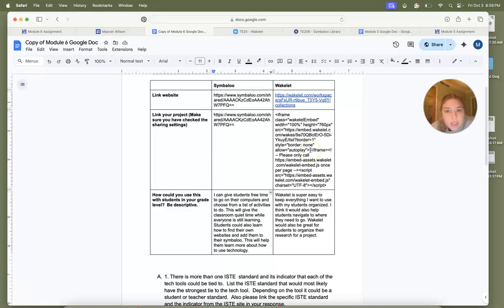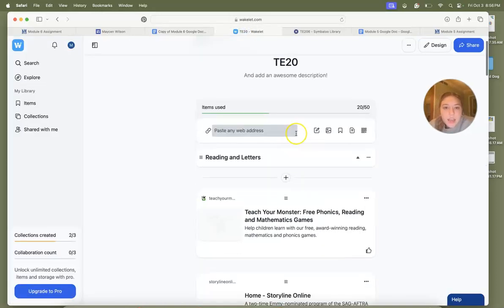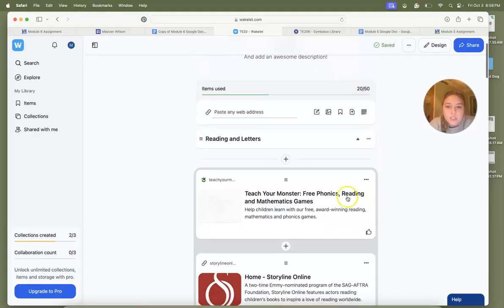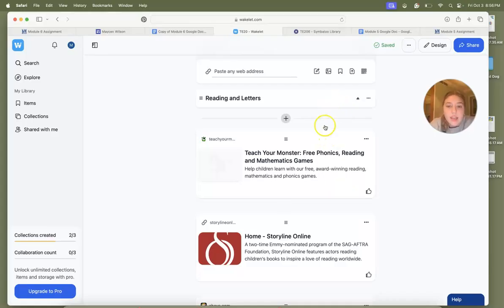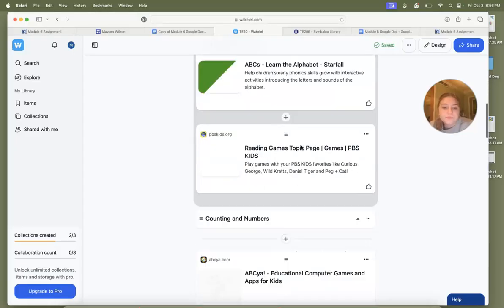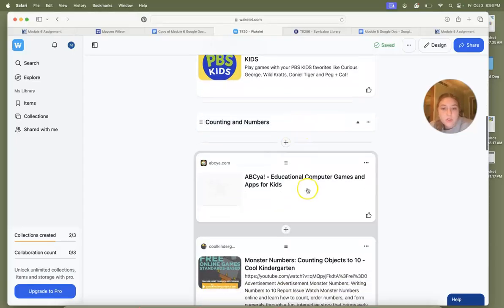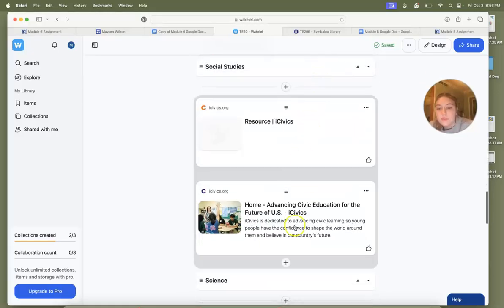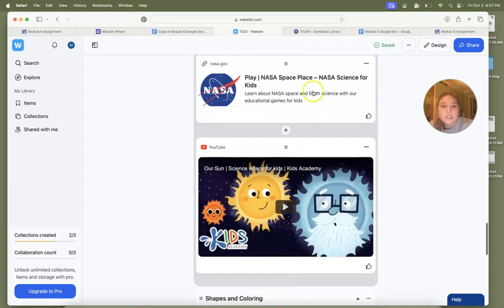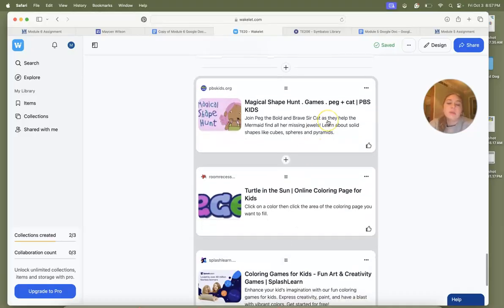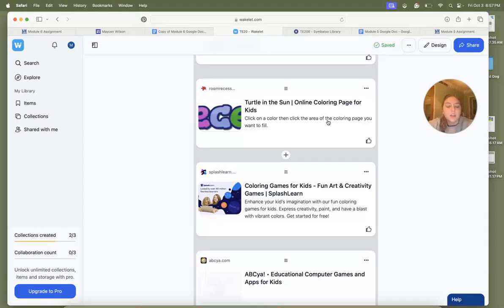The next one was Wakelet. Again, this is supposed to be TE 206, but I must have forgot the 6. I created sections with everything that was in my Symbaloo. So we have reading and letters, and here's everything here. We have counting and numbers, so here's all of our math stuff. Social studies, my two iCivics. Science, we got the NASA game, and we have a YouTube video. Shapes and coloring, we got some shape games. We have some coloring pages.